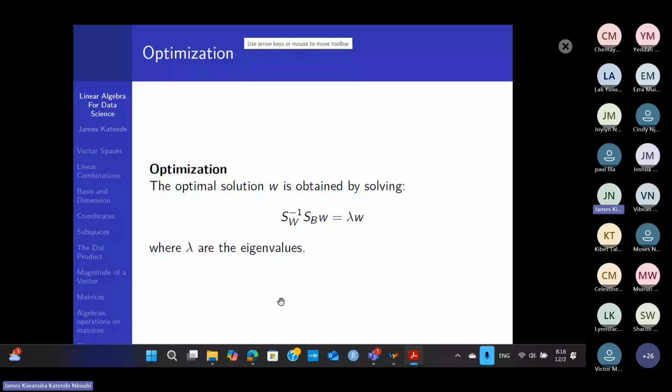Now, to find these vectors W that help us maximize the separation, we solve this problem, because we shall have obtained these two matrices, SW and SB, from the data. The product of the inverse of SW and SB will give us a new matrix whose eigenvectors will be the vectors we are looking for. So these Ws will just be the eigenvectors of this matrix, which is the product of the inverse of SW and SB. We get as many of these vectors W as necessary.